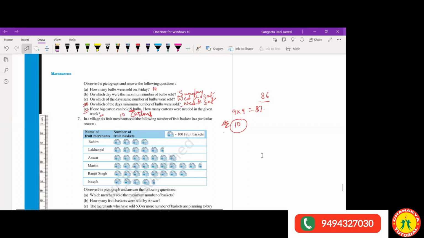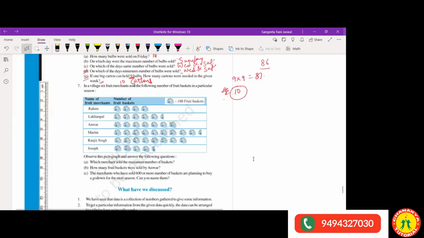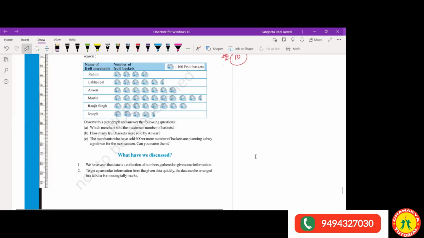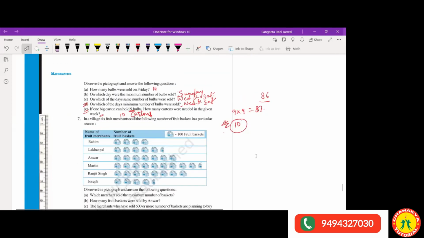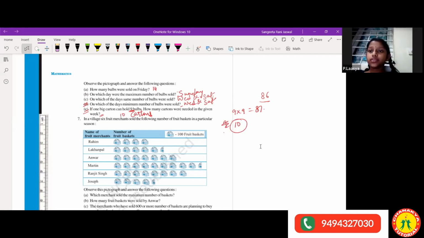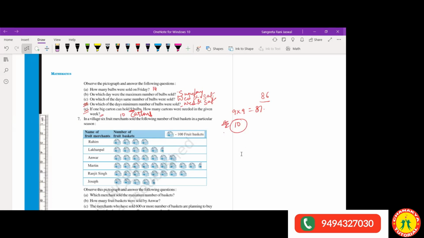Okay, let's see the next question. Lasya, you read question number 7. In a village, wait, Lasya. We'll continue this later.